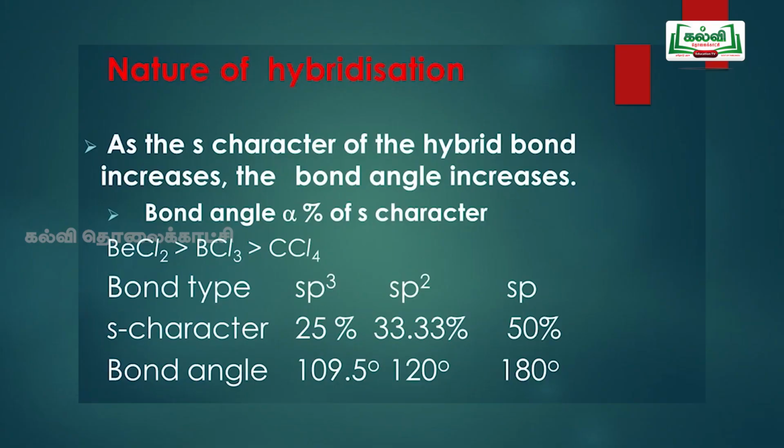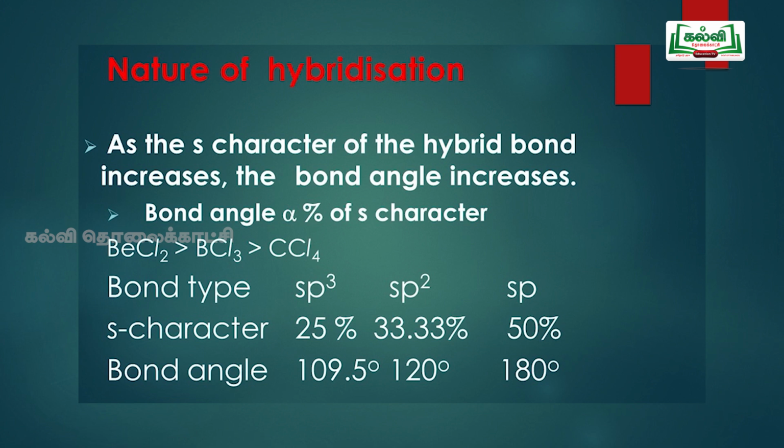Okay. First one, we see the nature of hybridization. As the S character of the hybrid bond increases, bond angle also increases. What is S character? Percentage of S character. See, if you take sp3 hybridized orbital, in that one s orbital and 3 p orbitals are involved in hybridization, so the S character is only 25%, whereas in sp2 hybridized orbital, 1 s orbital and 2 p orbitals are involved in hybridization, so the S character is 33.33%.